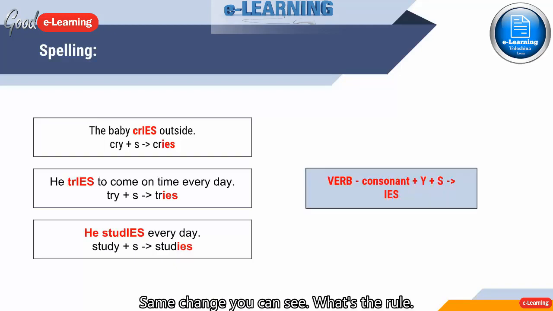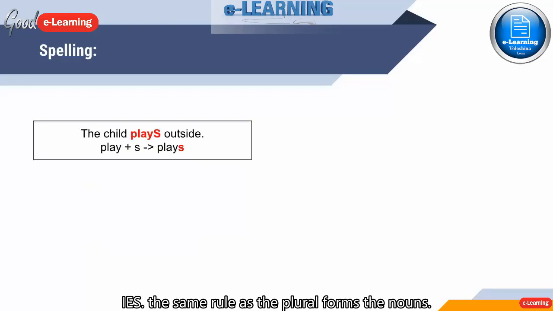What's the rule? When the verb finishes in consonant plus y, cry, try, study, and you add s, then y is changed into ies. The same rule as the plural forms of the nouns. Okay? Another rule. The child plays outside.